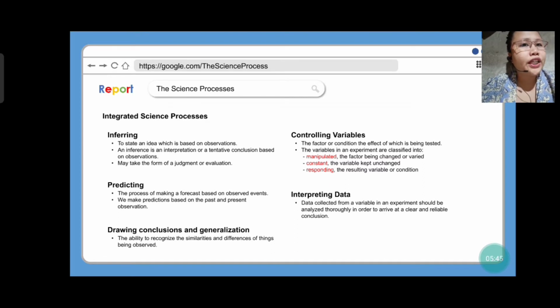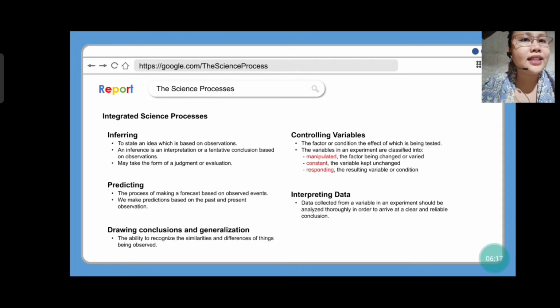And the fourth integrated science process is interpreting the data. Since we have already controlled the variables, we now interpret the data. The data collected from the variables in an experiment should be analyzed thoroughly in order to arrive at a clear and reliable conclusion. So that's how we interpret the data after we have controlled the variables.